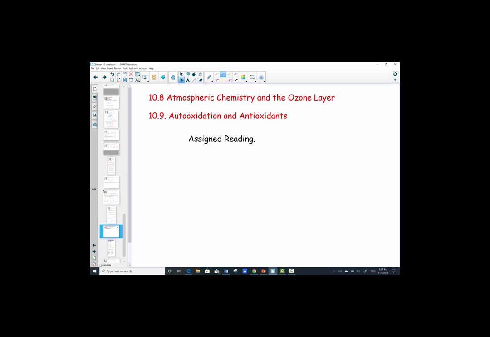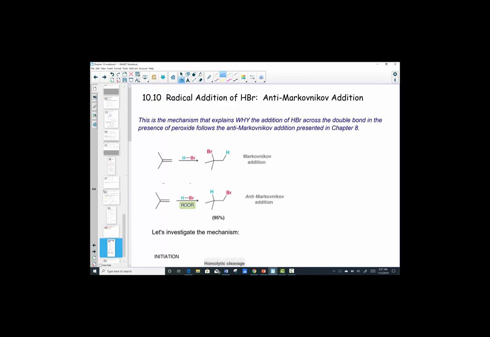Just a reminder that there were some sections, atmospheric chemistry and auto-oxidation, that I put in as assigned reading, and I won't be lecturing over those sections. So we'll move right along to the final topic, the radical addition of HBr, kind of the explanation of the anti-Markovnikov addition that we discussed back in chapter 8. So a quick review of how we can explain the anti-Markovnikov addition when we see peroxide involved on the arrow.